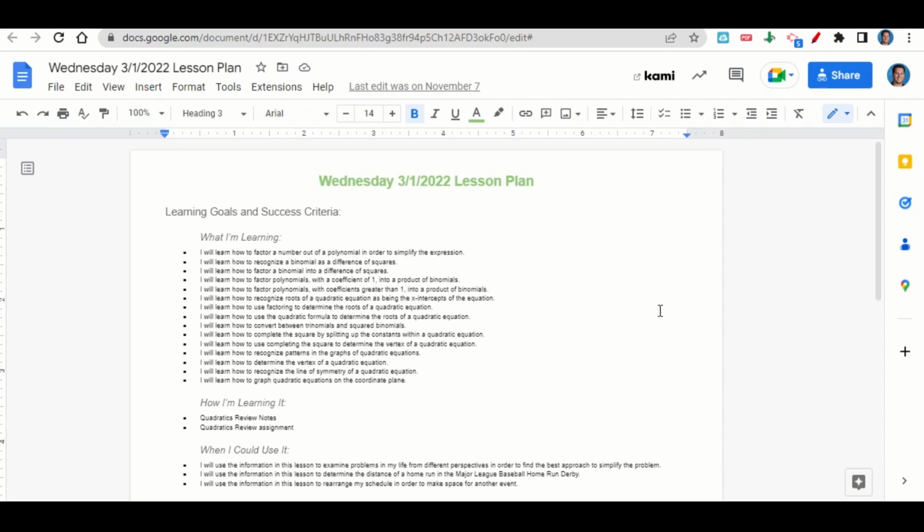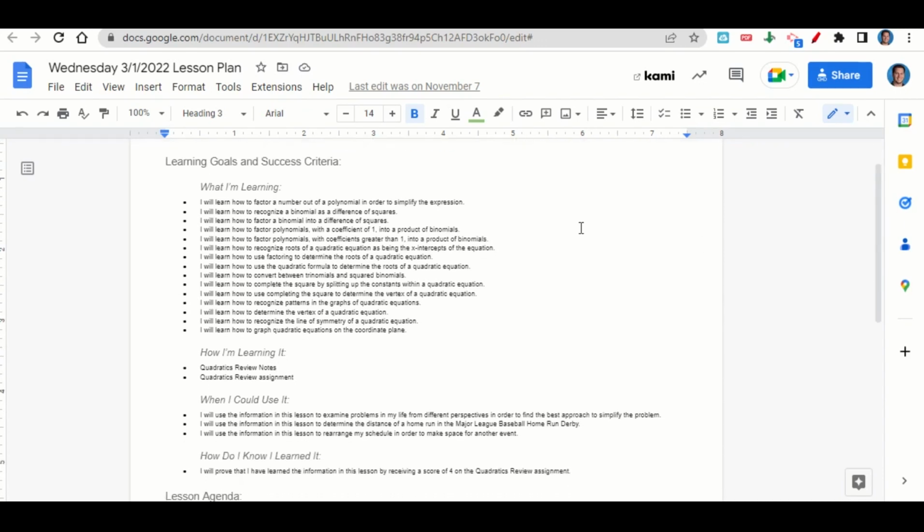the graphs of quadratic equations, to determine the vertex of a quadratic equation, to recognize the line of symmetry of a quadratic equation, and to graph quadratic equations on the coordinate plane. How are we learning it? Through the Quadratics review notes and the Quadratics review assignment.